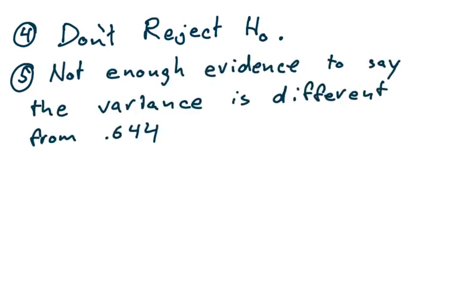And we'll summarize that by saying there's not enough evidence to say that the variance is anything different from 0.644. So we have not proved the cigarette manufacturer's claim, right? We're just saying that there's not enough evidence to throw that claim in the trash. That's basically it. All right, so we'll pause this. We'll stop here.